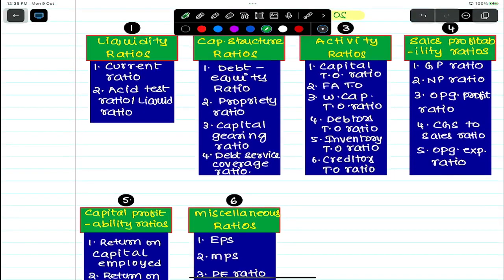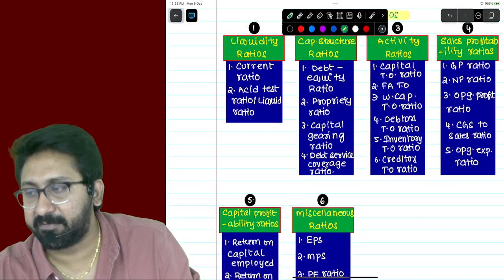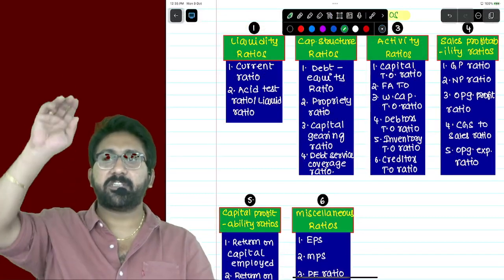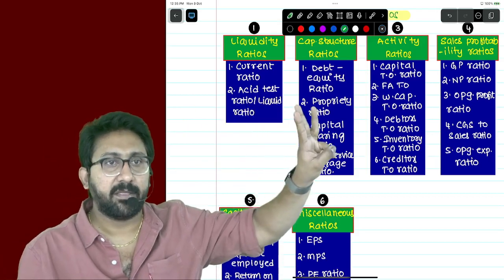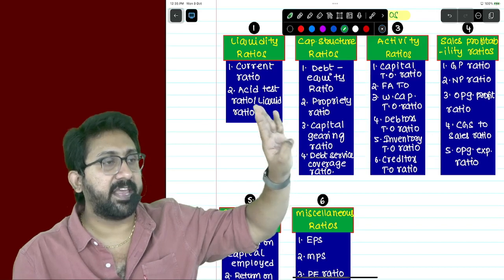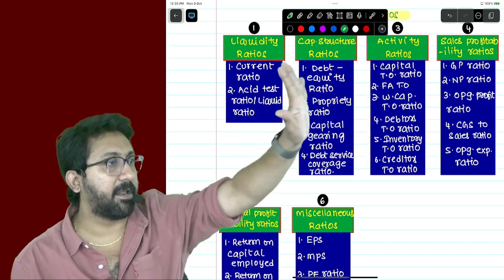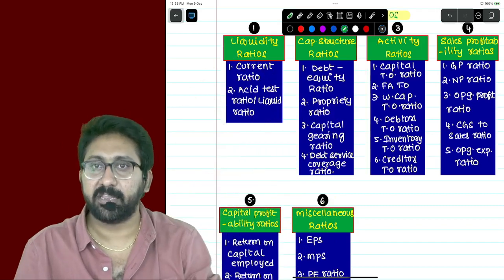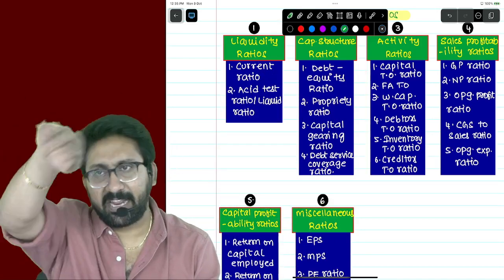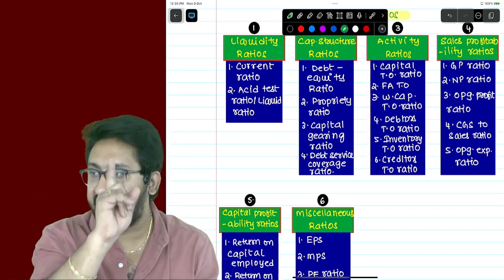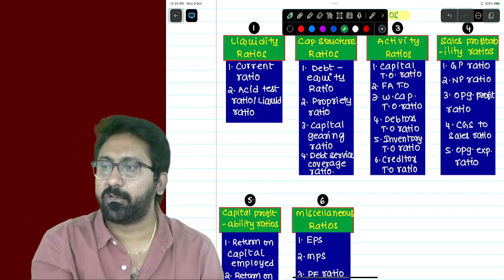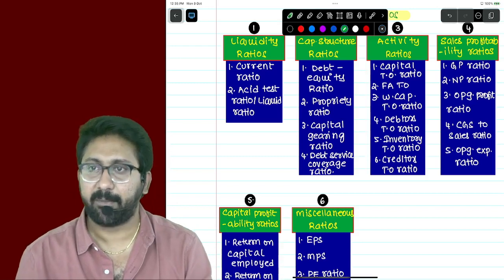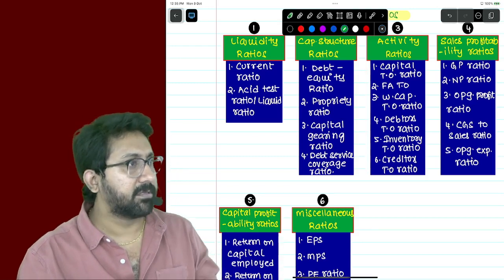First, everyone tell me, how many types of ratios are there in total? Everyone in the class, please be present when I am in the class. What is the first type? Liquidity ratios. Second, capital structure ratios. Third, activity ratios. Fourth, sales profitability ratios, capital profitability ratios, and miscellaneous ratios. Activity and sales profitability, okay, and capital profitability is also very simple. So we need to first start with liquidity ratios and capital structure ratios.